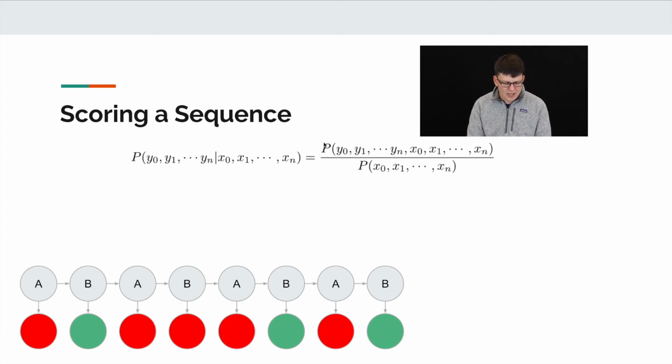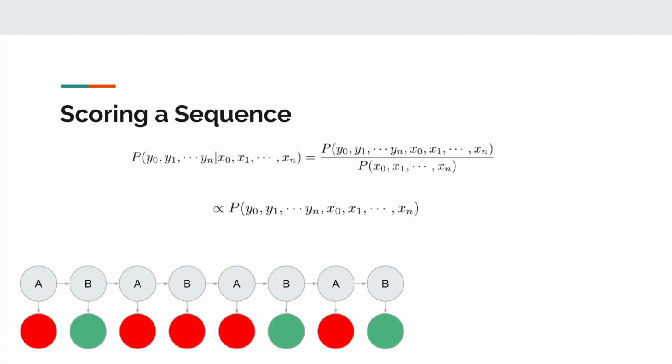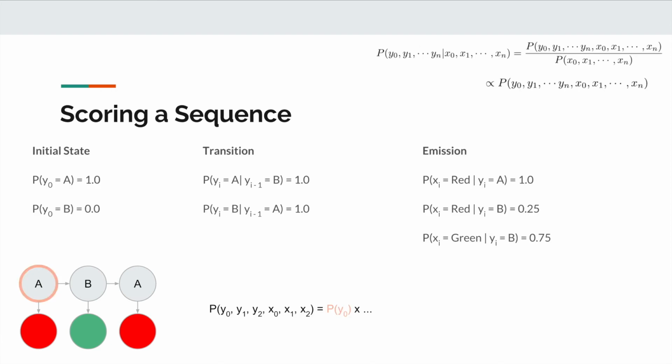And so in general here, we're going to really try to understand this joint probability up in the numerator and use it to score sequences. All right, that's a lot of talking about what we're going to do. Let's actually try it with the transition probabilities and the emission probabilities that we just trained on the previous slide.